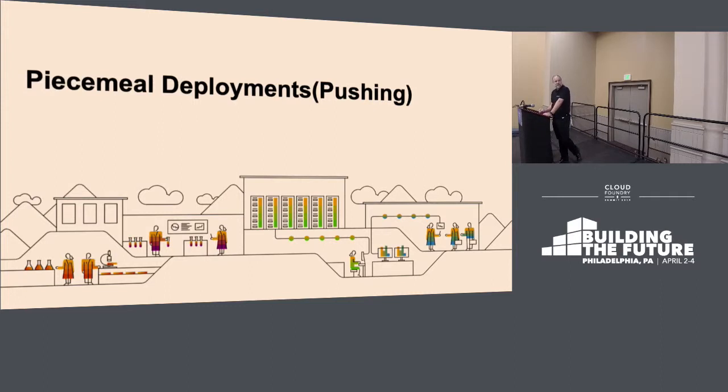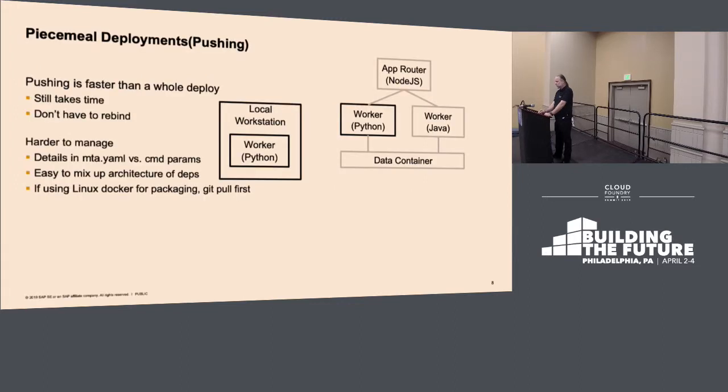Anyway, so what's the next approach you can take to minimize your deploy time? We can do what I call piecemeal deployments, which is just pushing one part of it. In this case, we've got my version on my local machine, and I just want to do a single push. Now, a lot of people only have one module. That's all they really work with, so this is what they do every day anyway. But even this takes time.